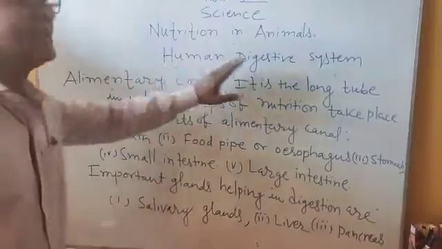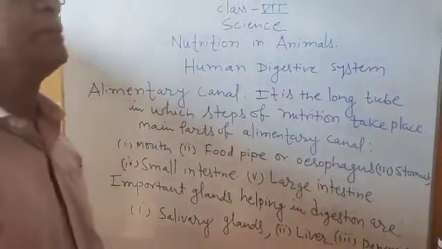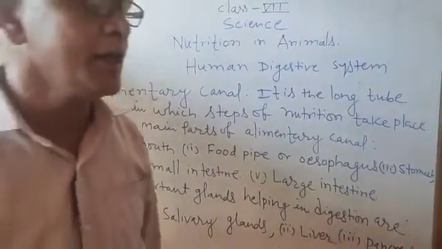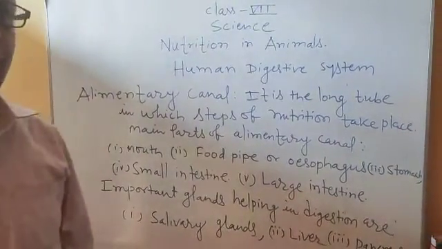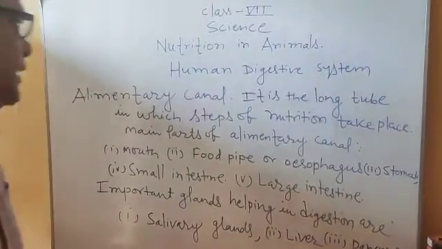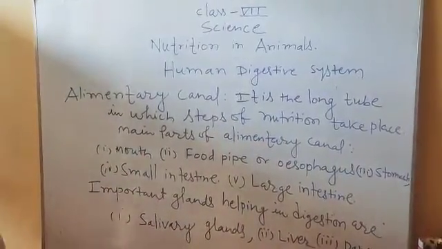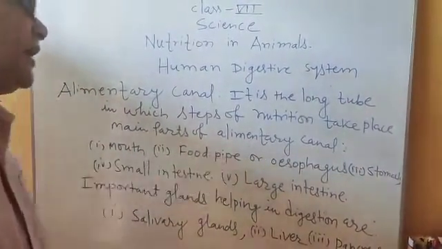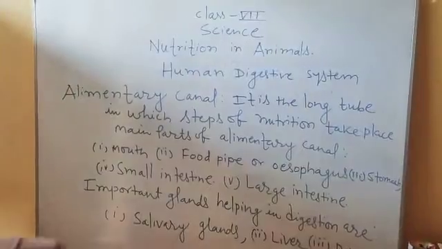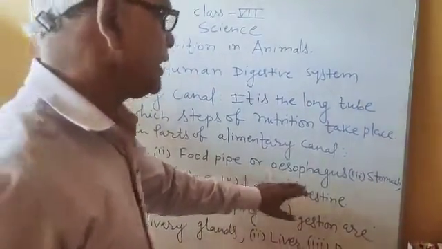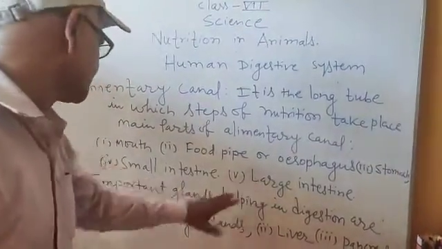Now, human digestive system. In human digestive system, you will study about alimentary canal. What is alimentary canal? Alimentary canal is a long tube-like structure which starts from mouth and ends into anus. It is the long tube in which steps of nutrition take place. The main parts of alimentary canal are mouth, food pipe or esophagus, stomach, small intestine and large intestine.